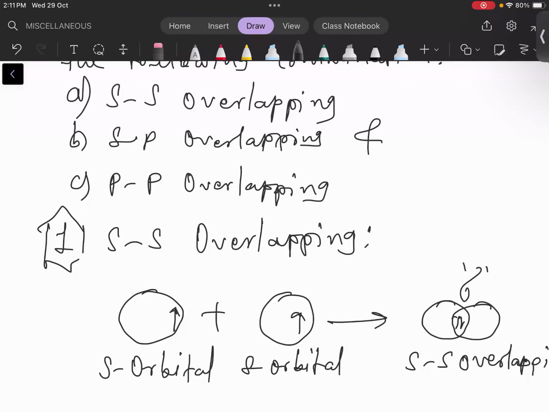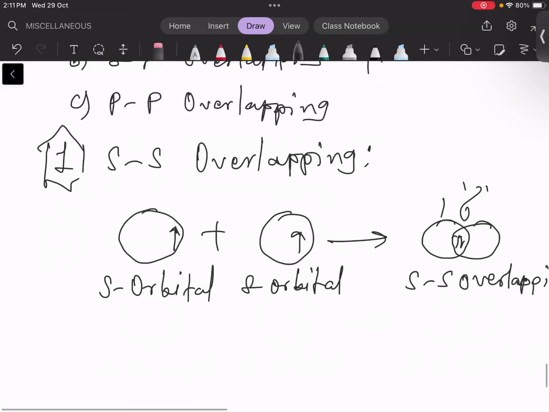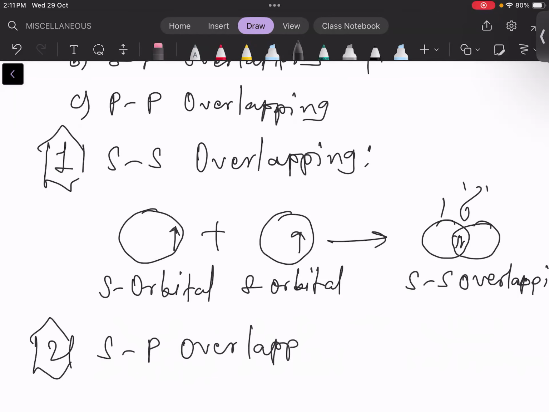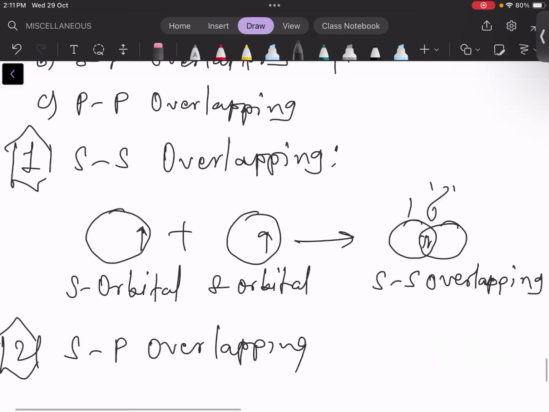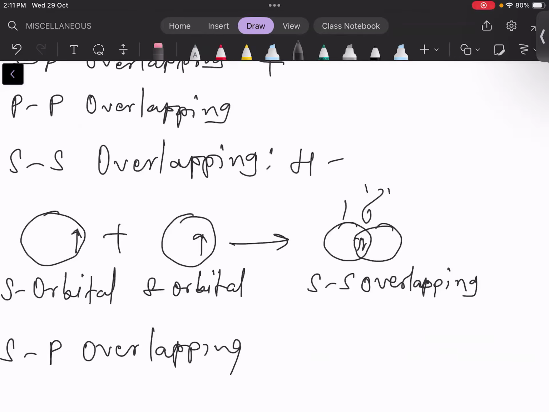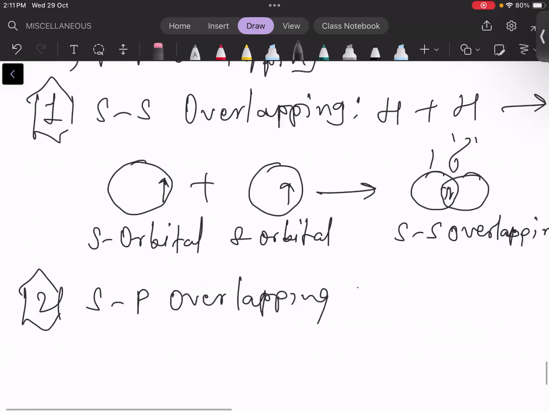So this leads to the formation of one sigma bond. Second, sp overlapping. Of course, the best example is formation of a hydrogen molecule from hydrogen atoms. sp overlapping, formation of HF molecule.